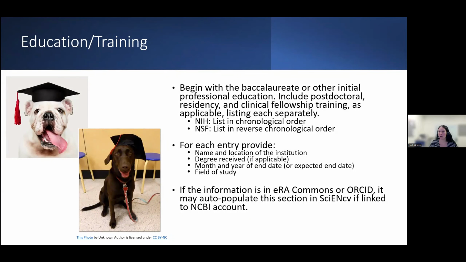For each entry, you will be asked to provide the name and location of the institution, the degree received, if applicable, the month and year or expected end date, and then field of study. And a lot of this information may pre-populate if you have your ERA Commons or ORCID linked, if they are in your NCBI account. But if anything comes in incorrectly or incomplete, you can always use the edit icon to update the information.